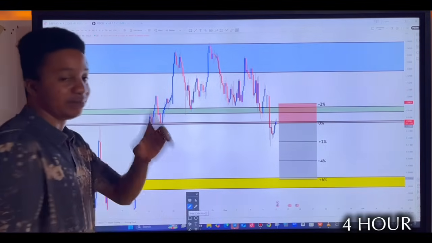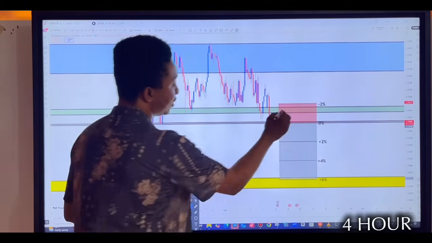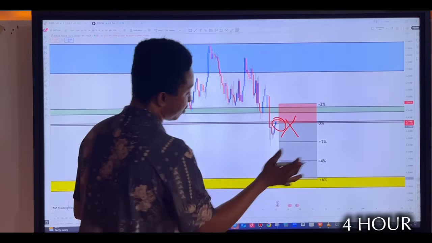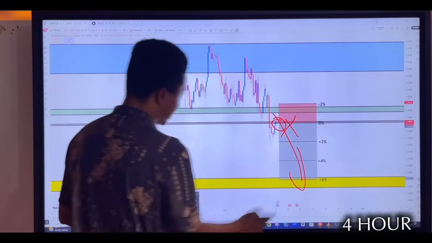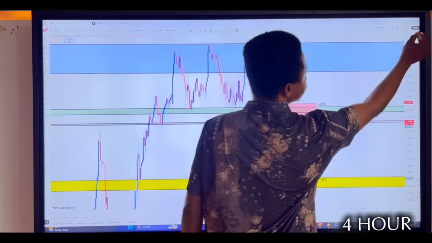There's only one thing that can make this setup invalid. That is, if price fails to form the candle confirmation that we need to sell, then that means we have to wait a little bit for the candle confirmation to pop up before we sell all the way to the downside. So that's it for GBP/USD. Let's go to the next pair.